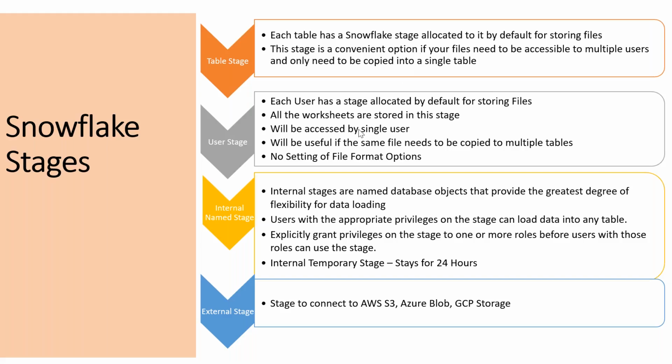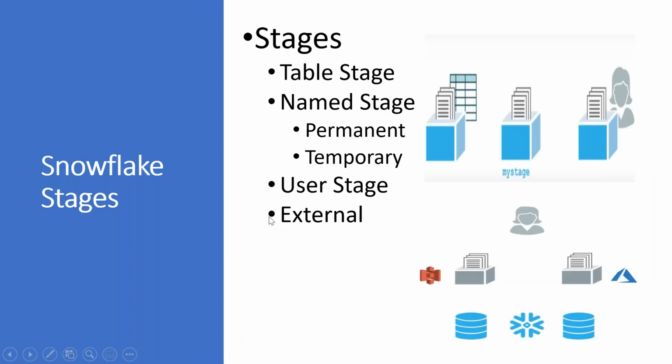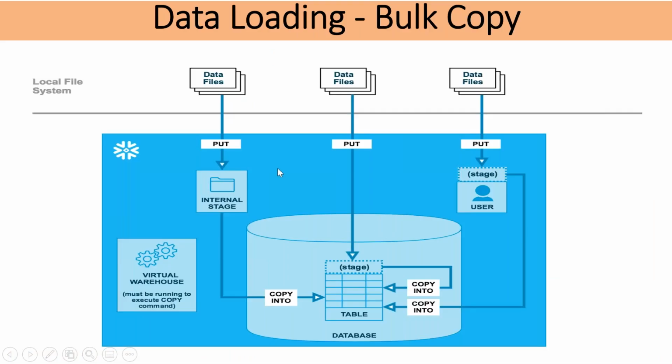If you look at this diagram, you have to use a put command to load data into a stage, and from there to the table. As we talked about, it's a two-step process. Using the put command, you put it into stages. You can put it into table stage, internal stage, which is nothing but named stage, and the user stage. And then from there you can load it into a table using the copy command.